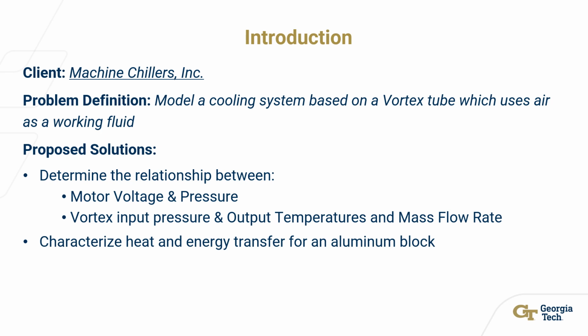In order to accurately characterize the system, Burdell Inc. will first measure temperatures, pressures, and mass flow rates at important steps in the refrigeration system. These measurements will provide the vortex input and output pressure, but will also be used to characterize the heat and energy transfer of an aluminum block used as the testing load. The ability to cool the aluminum block will determine the effectiveness of the refrigeration system.